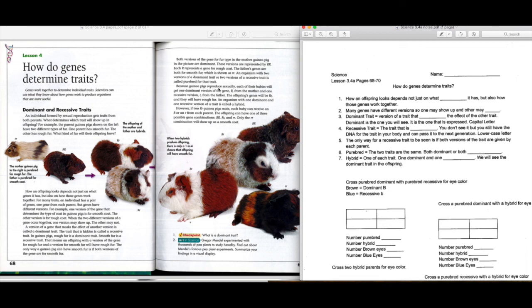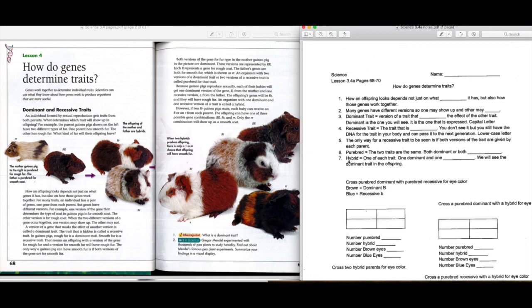Because guinea pigs reproduce sexually, each of their babies will get one dominant version of the gene, R, from the mother and one recessive version, lowercase r, from the father. The offspring's genes will be capital R, lowercase r, and they will have rough fur. An organism with one dominant and one recessive is called a hybrid. So you've got two terms you have to keep straight. The choices are purebred or hybrid, same or one of each, and then the other thing you need to keep straight is dominant or recessive. Capital shows, lowercase hidden.